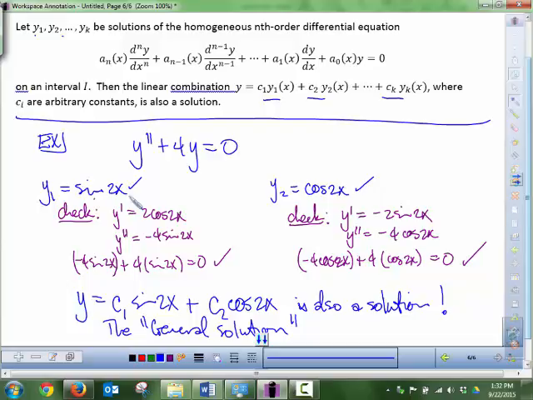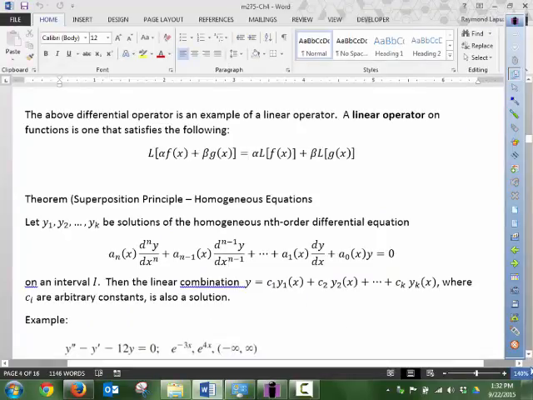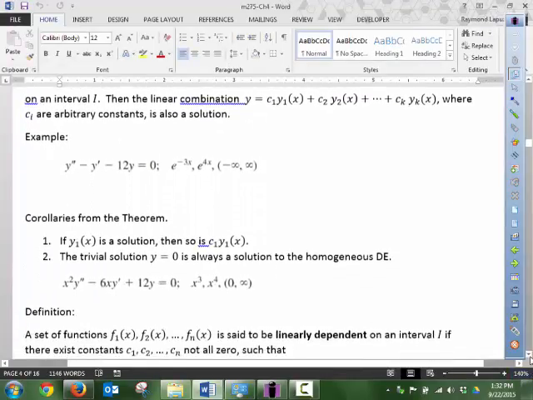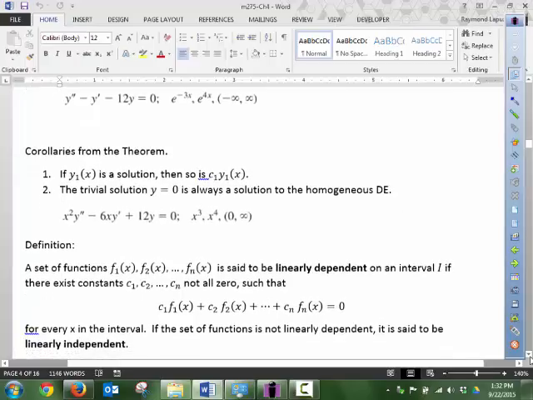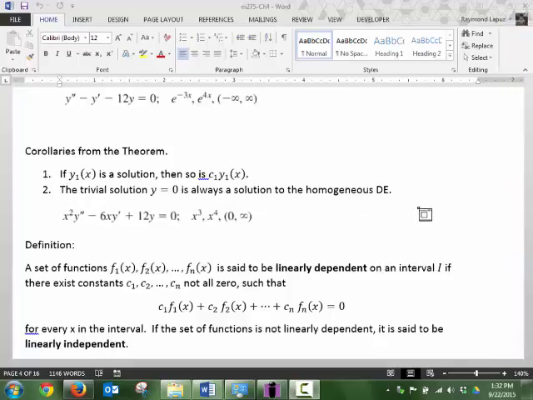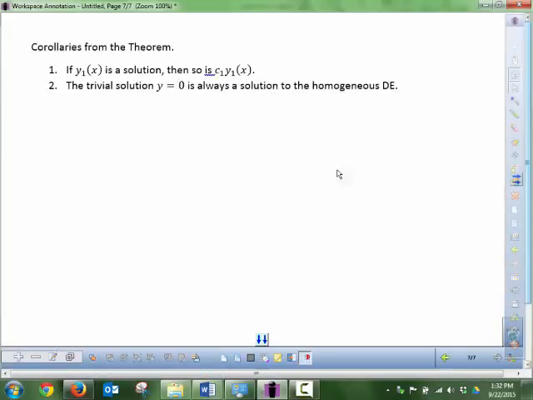Okay, so how I got sine x and cosine x, how I got sine 2x and cosine 2x, we'll figure that out maybe today. But for now, I just kind of pulled it out of the air. A few other things, they call it a corollary.